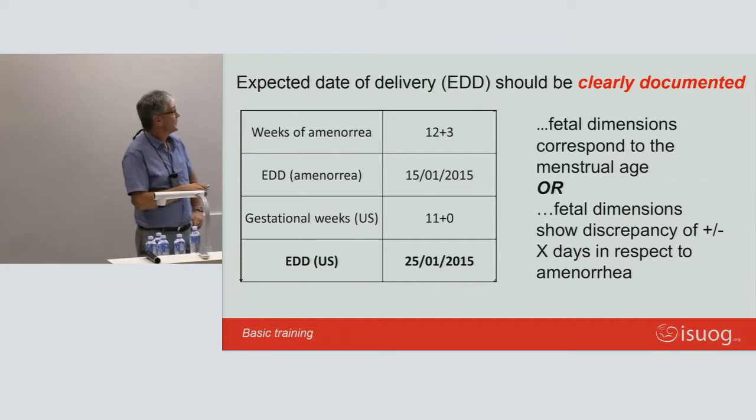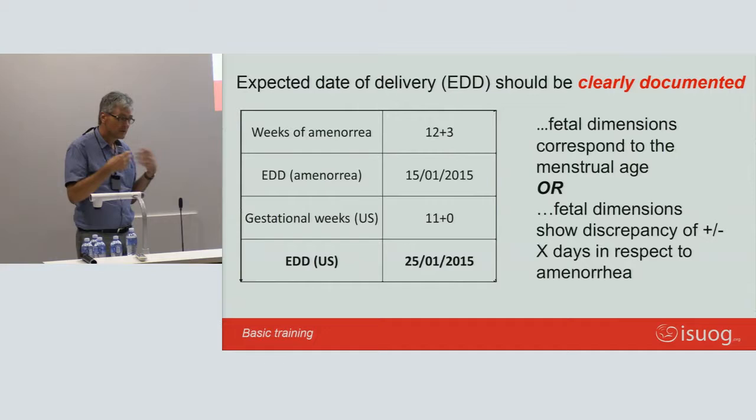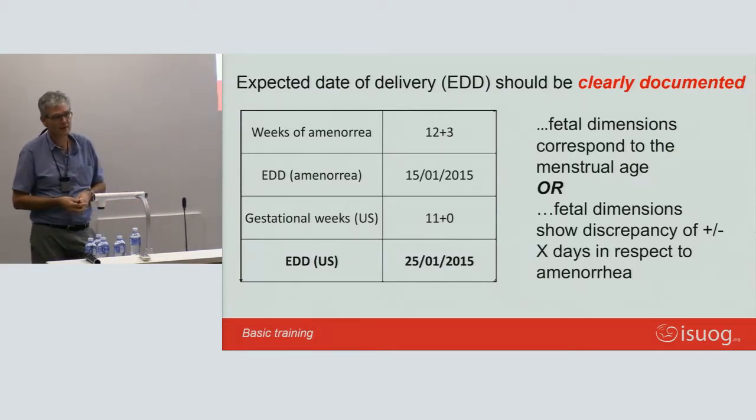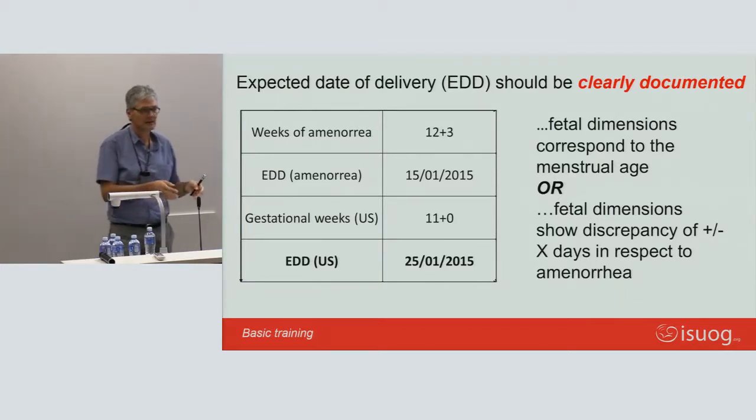And so if it corresponds, you just say in your little note at the bottom, either to yourself or to whoever will be seeing the patient you're scanning now, that the ultrasound dimensions correspond to the menstrual age. In other words, the EDD equals the menstrual EDD. Or you can say there's a discrepancy of 7 days or 10 days, and therefore I reckon the EDD is whatever the ultrasound says it is. And just state that clearly, write it clearly on your notes.